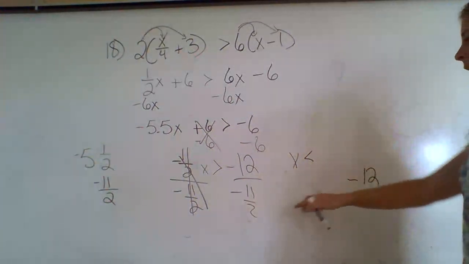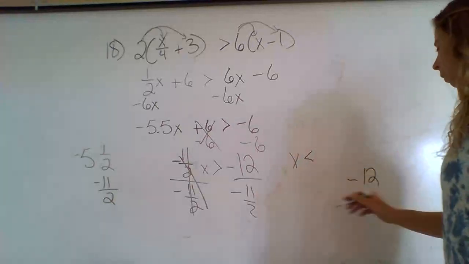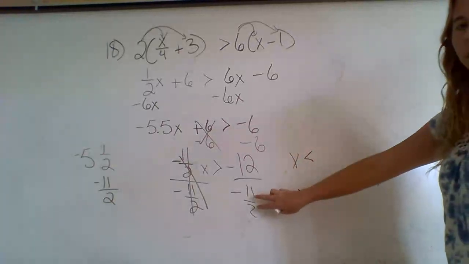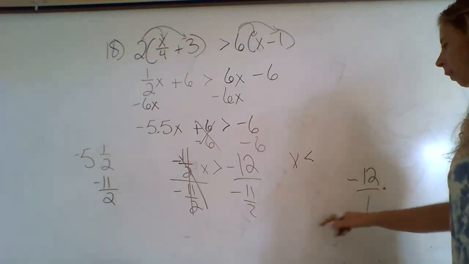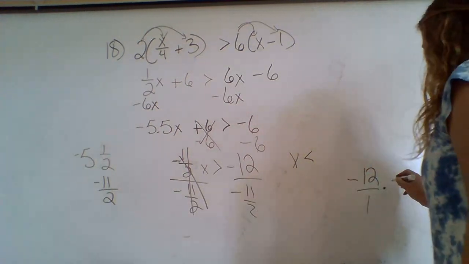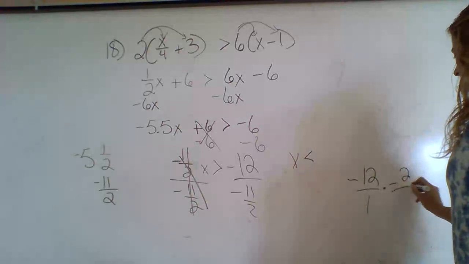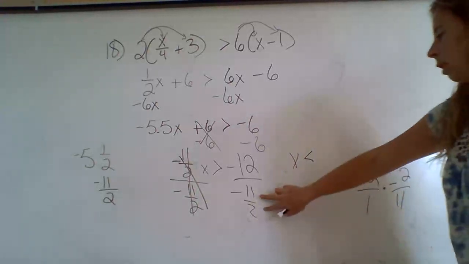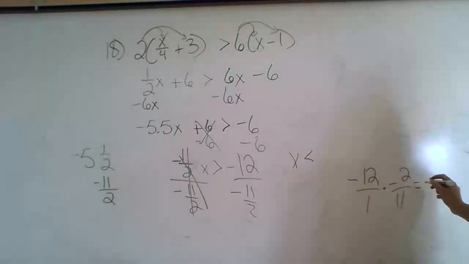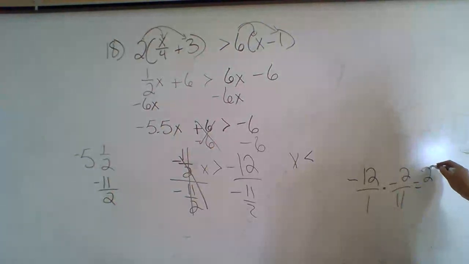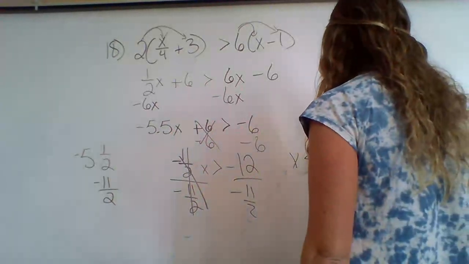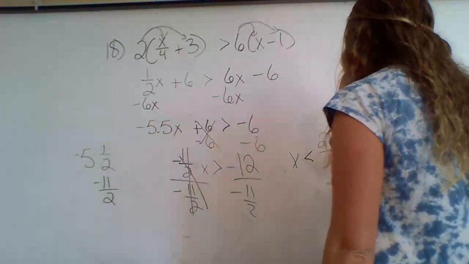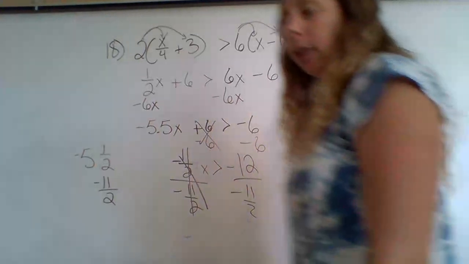You divide by a fraction, which means you multiply by the reciprocal. So -12 over 1 times, flip it, you get 2 over -11. All right, so I just flipped it. -12 times -2 is 24 over 11. So I get positive 24 over 11. So x is less than 24 over 11.